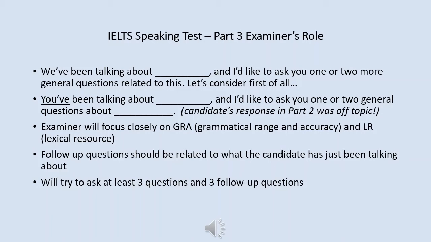Now, in part 3, the examiner will really kind of narrow down your grammatical range and accuracy and your vocabulary, your LR. This is the part where they're going to really decide, is this candidate a 6, a 6.5, or maybe as high as a 7? The follow-up questions that the examiner asks should be related to what the candidate has just been talking about. Again, they're trying to develop the conversation. And in this part, the examiner will try to ask 3 questions, and each of those 3 questions with another follow-up question, for a total of 6 in this part.